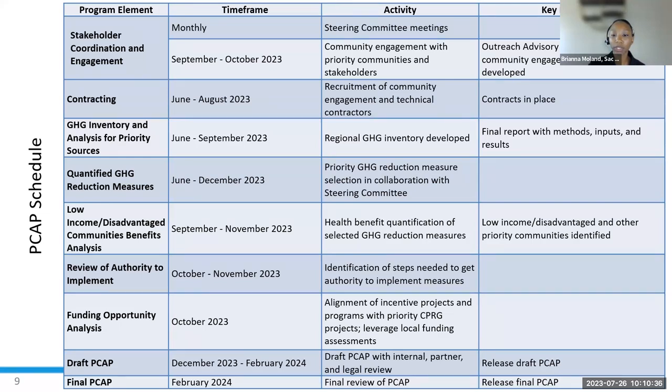We'll have an identification of the steps necessary to get authority to implement the selected measures between October and November. And then we'll be aligning incentive projects and programs with priority CPRG projects, and we'll leverage local funding assessments as part of the funding opportunity analysis in October. And finally, we'll have a draft PCAP with internal partner and legal review between December and February, with the final PCAP being released in February, and that will be posted to our website.